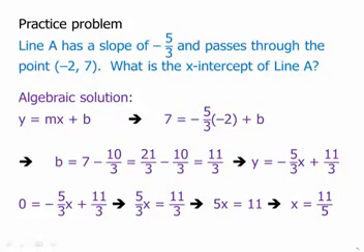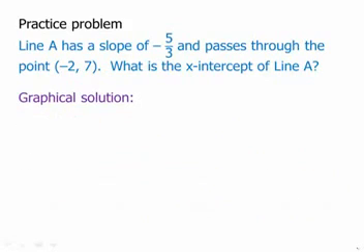I also want to show a completely different way of thinking about this problem, what I would call a graphical solution. So we know that it goes through the point -2, 7. Well, let's think about this slope. What does that slope mean? If we want to get closer to the x-intercept, we need to move to the right because it has a negative slope. So if we move right, then it will move down.